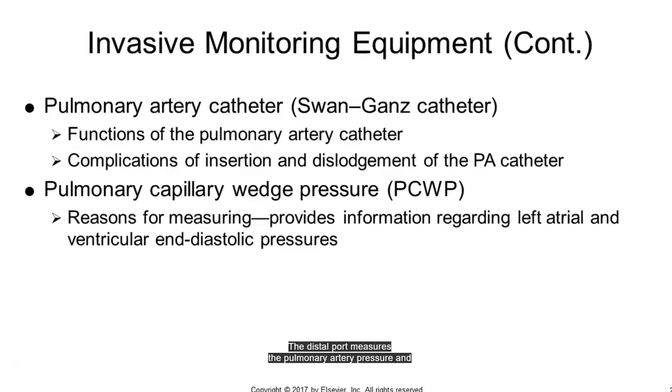There are two ports connected to the pressure transducer. The distal port measures the pulmonary artery pressure, and the proximal port measures the right atrial pressure. The left atrial pressure can be measured by inflating a balloon at the tip of the pulmonary catheter and essentially wedging the catheter into a branch of the pulmonary artery, effectively occluding it for a couple of seconds. When this occurs, the pressure in the distal port falls rapidly and reaches a stable value after those few seconds that is similar to left atrial pressure, which when normal is approximately 8 to 12 millimeters of mercury.